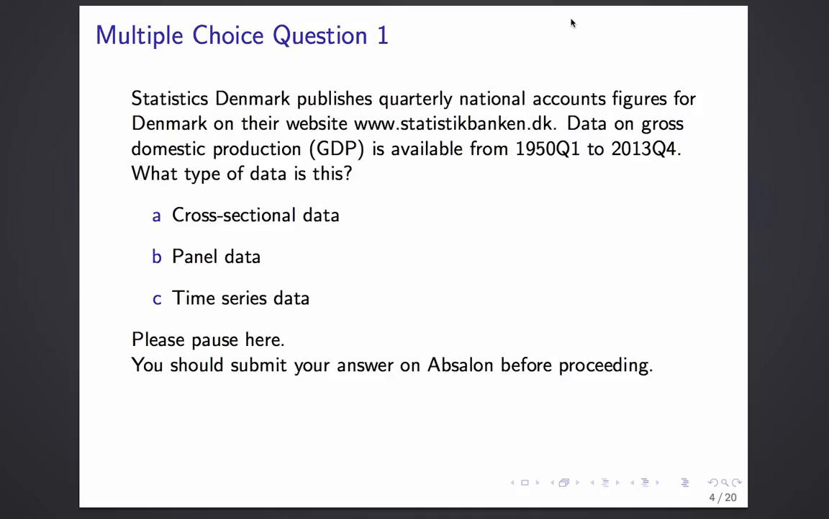Statistics Denmark publishes quarterly national accounts figures for Denmark on their website. Data on gross domestic production, GDP, is available from the first quarter in 1950 to the last quarter of 2013. What type of data is this? A. Cross-sectional data. B. Panel data. C. Time series data.